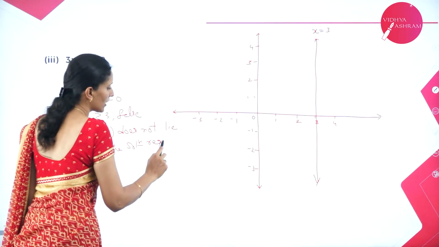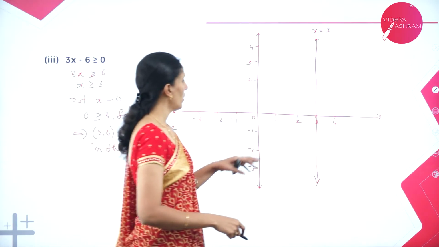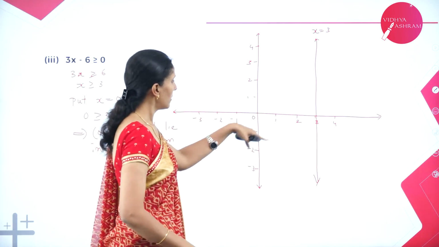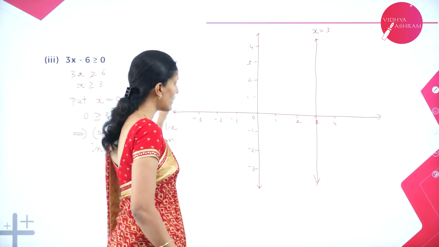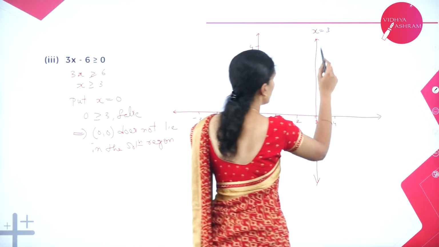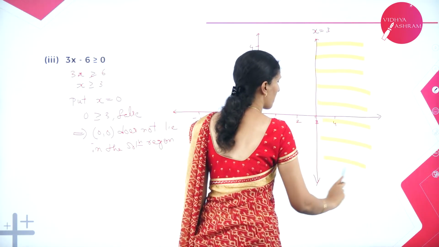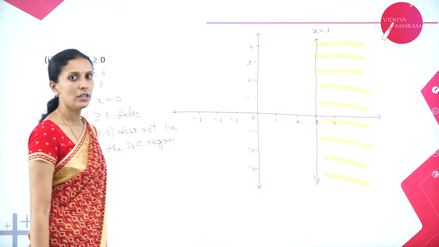So we have to take the solution region where 0, 0 is not there. If I shade this side, that is below this line, it includes the point 0, 0, so I cannot shade this part. So the solution region will be the right hand side of the line. This is my solution region.